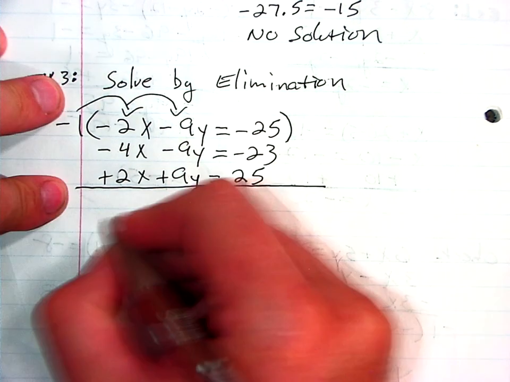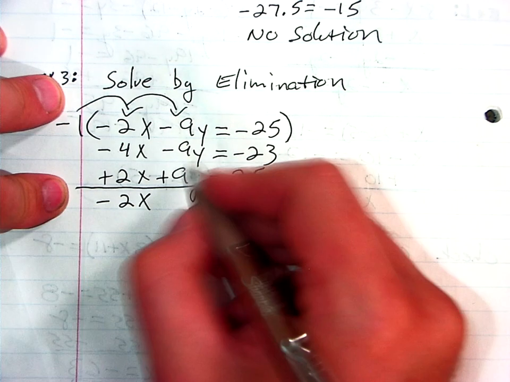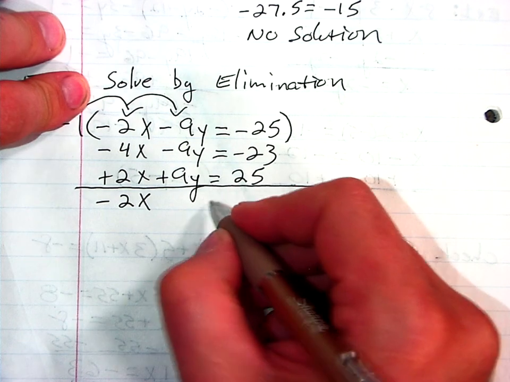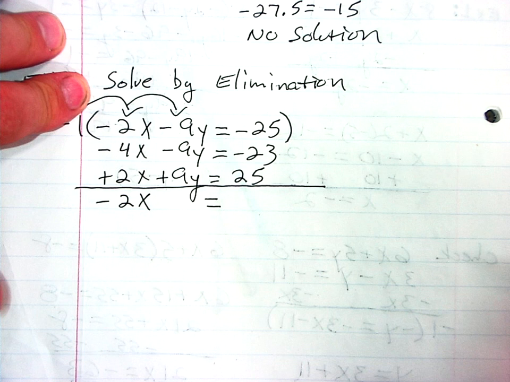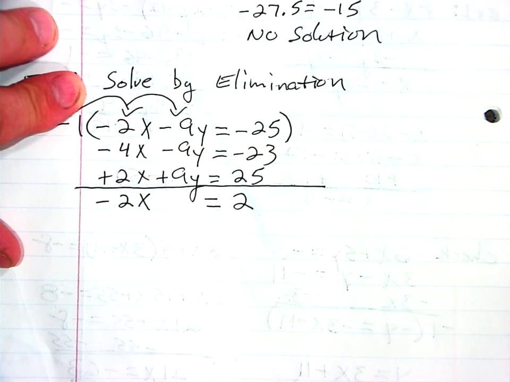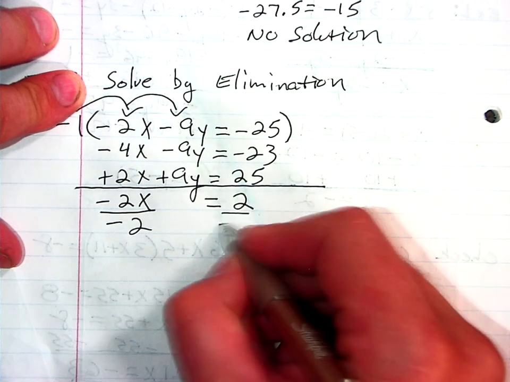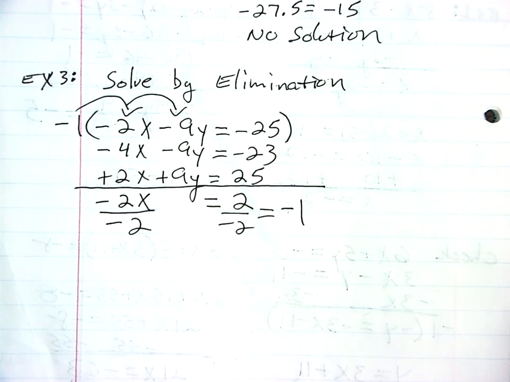Negative 4x plus 2x is negative 2x. Our negative 9y plus 9y is 0, so we eliminated our y's. Negative 23 plus 25 is 2. The negative 2 is multiplying, so to get rid of it, we divide. So x equals negative 1.